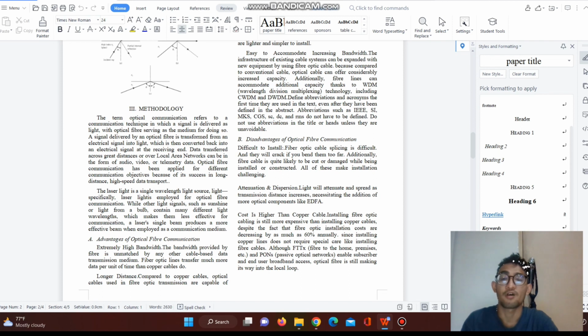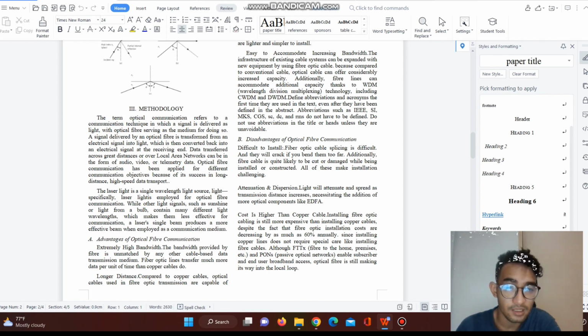The advantages of optical fiber: first is extremely high bandwidth. The bandwidth provided by fiber is unmatched by any other cable-based data transmission medium. Secondly, the advantage is longer distance. Compared to copper cables, optical cables used in fiber optic transmission are capable of delivering with little power loss, allowing signals to travel further.